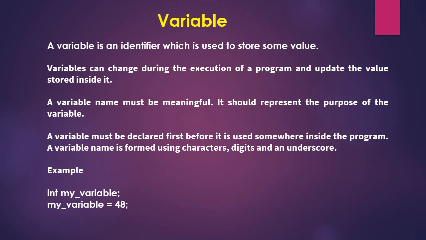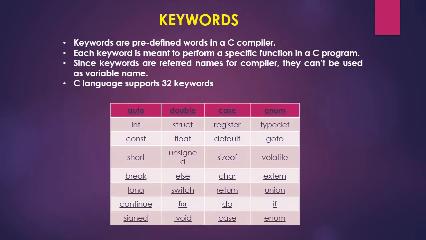So the next one is keywords. Keywords are predefined words in a C compiler. We cannot use them for our own purpose. Each keyword is meant to perform a specific function in a C program. As the names are reserved by the compiler, they cannot be used as variable names, as I said before. The C language supports 32 keywords. For example, I have mentioned a few here.